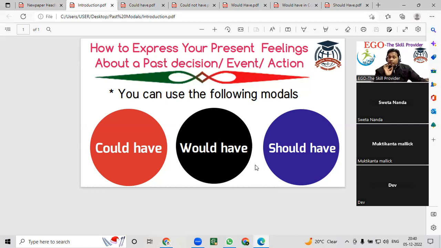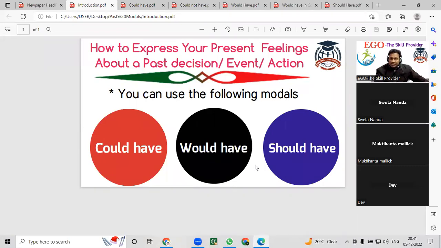Could have cannot be used with a present action. Would have cannot be used with a present action or future. And should have also cannot be used there. Where you can use it is for the past action. That's all. That's the primary.